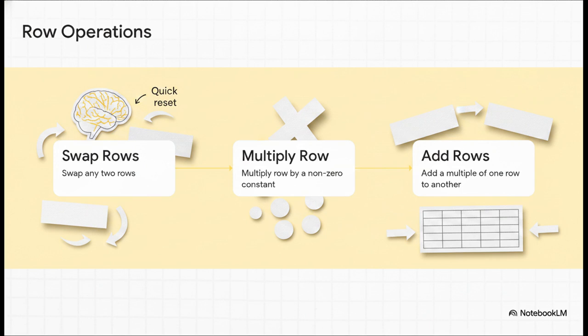Move 2, you can multiply an entire row by any non-zero constant. And move 3, you can add a multiple of one row to another row. That's literally the whole shebang. Those 3 simple rules are all you need to conquer any linear system.